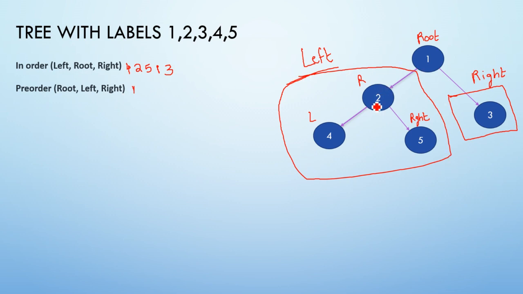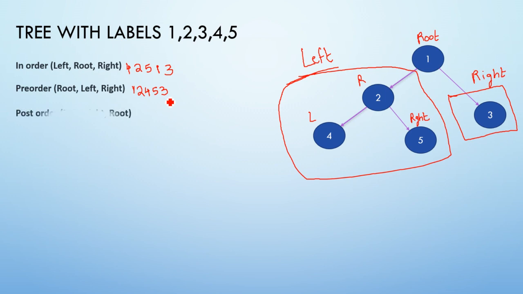Again here we have the root, left and right. So root would be 2, then the left child would be 4. And the right child would be 5. I have completed the root and the left child. Now we are left with the right child. So that will be the right child.